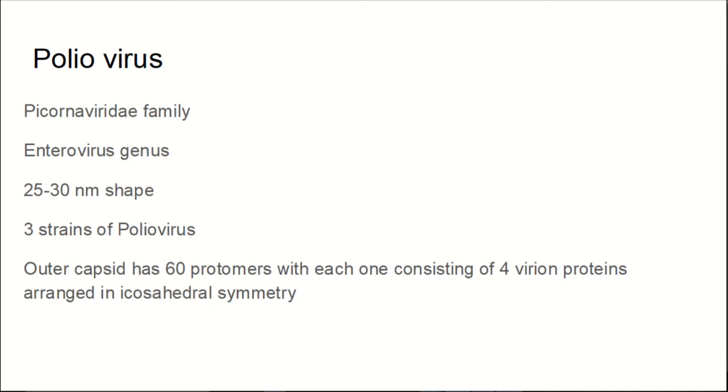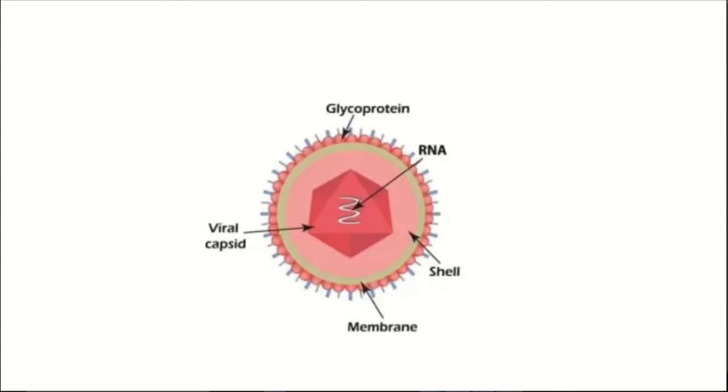So this is a case study of poliovirus. It is part of the Picornaviridae family, enterovirus genus. It is a positive-sense single-stranded RNA virus, and its transmission route is through the intestine, which is why it's part of the enteroviruses. There are three strains of poliovirus. There's the Brunhilde, the Mahoney strain for type 1, Lansing and MEF-1 for type 2, and Leon and Saukett for type 3. The basic structure is a capsid, which has 60 protomers, with each one consisting of 4 viral proteins arranged in icosahedral symmetry. So here's an image of poliovirus.